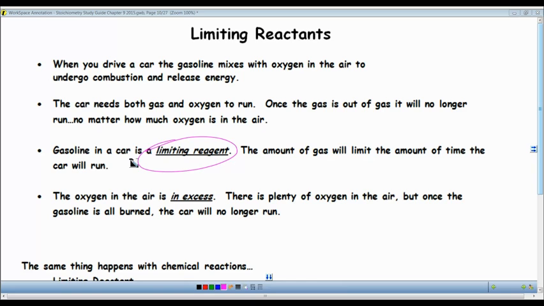The other reactant is called the excess reactant, or here we might say that oxygen is in excess. This really is just a reactant that's left over. There's extra oxygen in the air to drive your car for years and years and years. But you're going to run out of gasoline. And without those two reactants, the combustion can no longer occur.